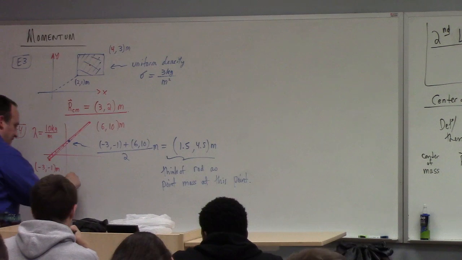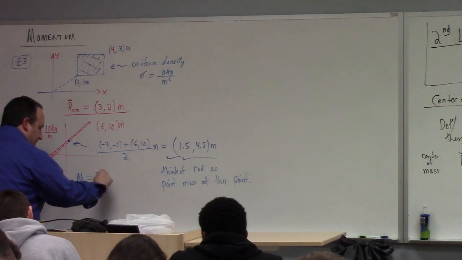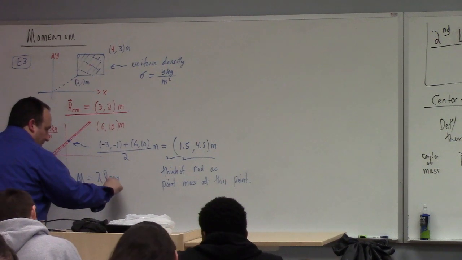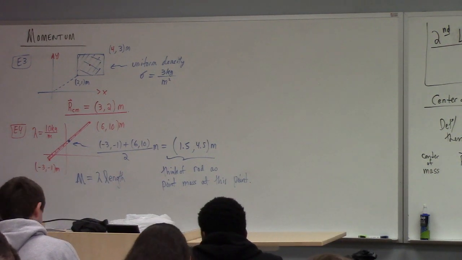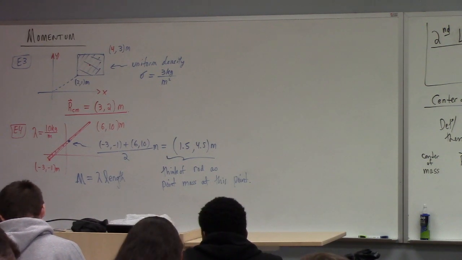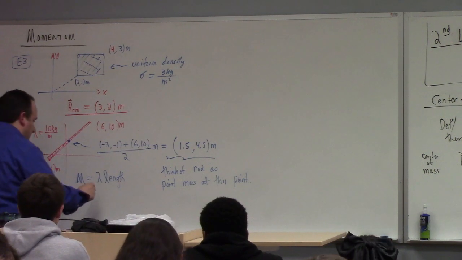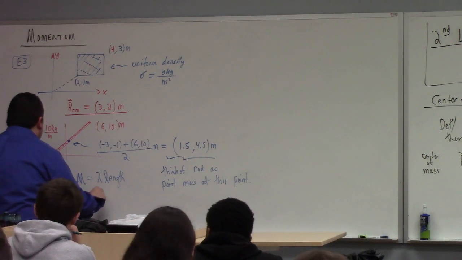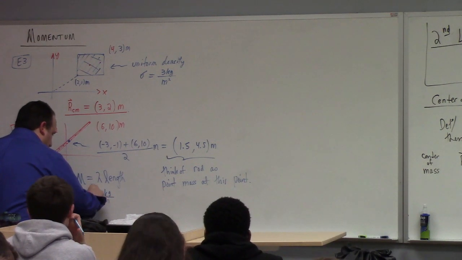What's the total mass in this case? We just do the mass density times the length, right? That makes sense because it's uniform mass density. If the mass density was varying with the point, then we'd actually have to do calculus. I'll do calculus in the next example. So here, what's the length? I told you the density is 10 kilograms per meter, right? What's my length?